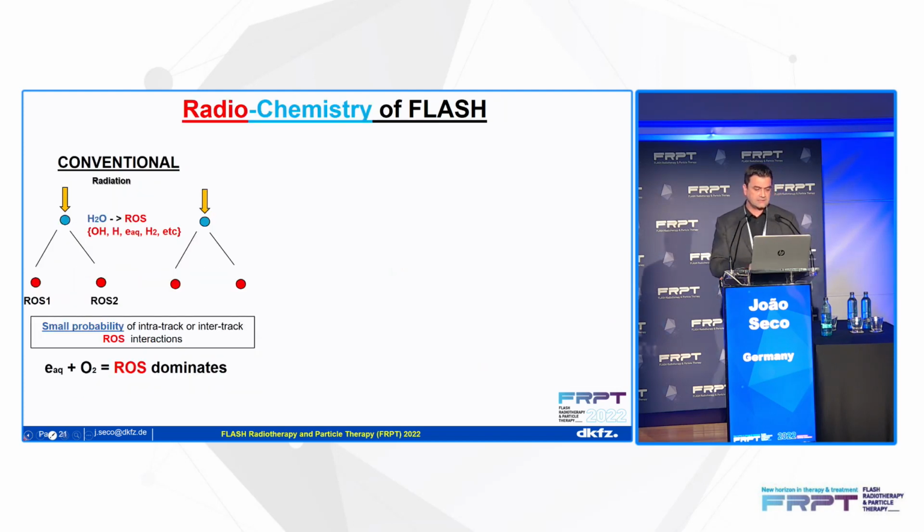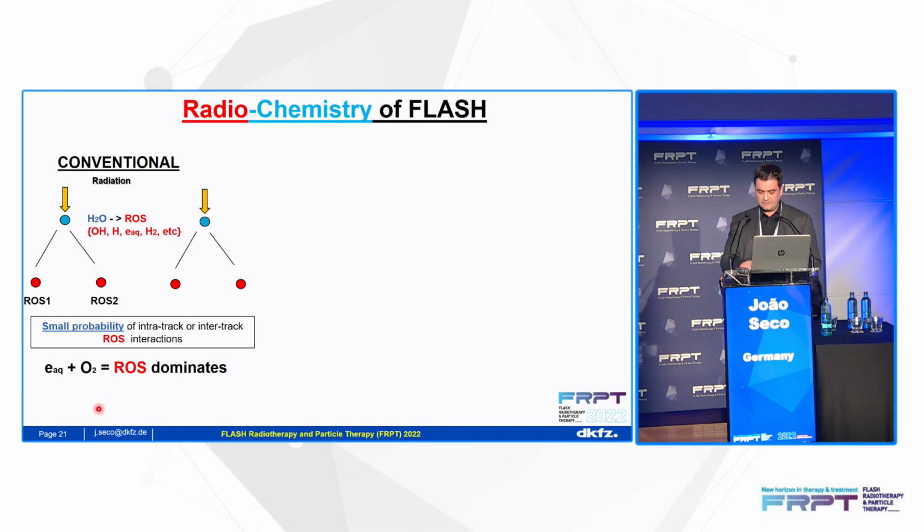All right, so let's come down to the conventional. In conventional therapy, we give radiation, but we give it at a different dose rate than is standard. And in this case, there is very little intra-track and inter-track ROS interaction. So we produce all these ROS, and you see immediately that it's going to be very hard for them to interact with each other. So in this case, because there's no inter-track reactions, you have the dominant reaction of the solvated electron with oxygen producing the ROS.